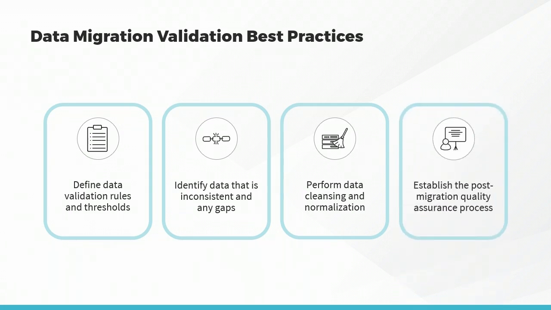And finally, we have to establish the post-migration quality assurance process. So now we've cleaned our data, we have identified some gaps, and we've defined our validation rules. The final thing we have to do is establish the post-migration quality assurance process, meaning that we have to do some type of QA on the final product that is in the cloud, assuming that you went from on-premises to the cloud. This is where you'd have to do some QA to make sure that everything is behaving appropriately.